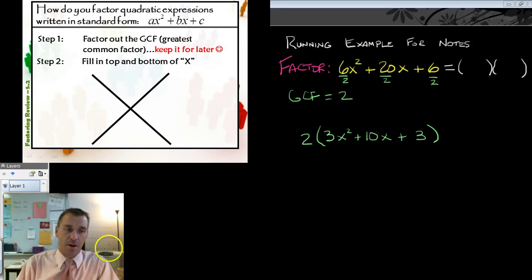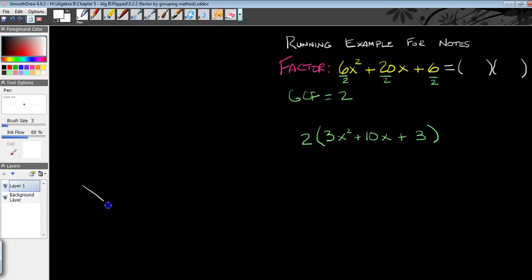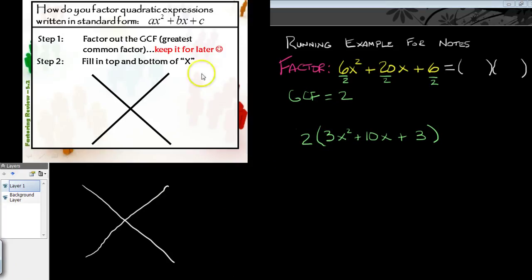So I'm going to do it down here on the bottom left side. I'm going to draw a big old X, right? I'm going to make it white. And so there's my X. So what in the world goes in this X? It says to fill in the top and the bottom. But what is that? Well, the top and the bottom is this.